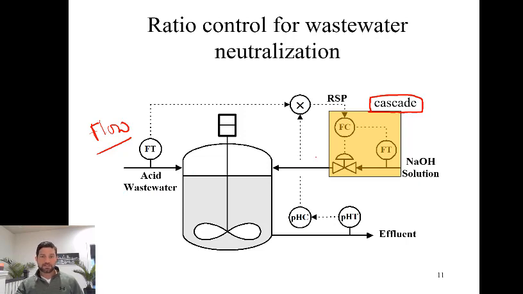First we want to say, in feedback only control, our primary control variable is the pH of the system coming out, so we want to keep that pH at a certain value.